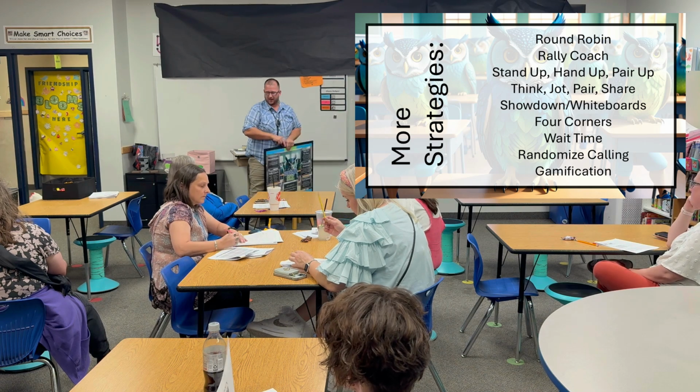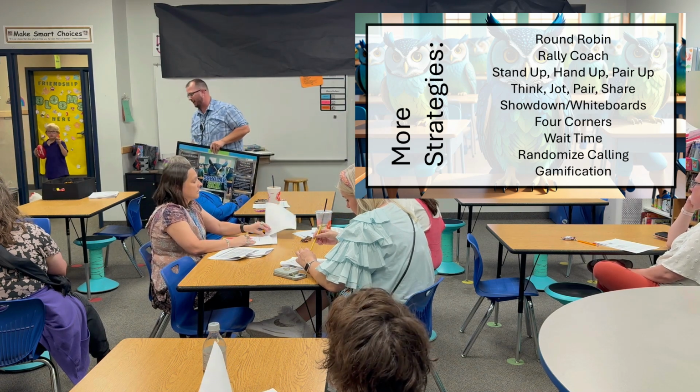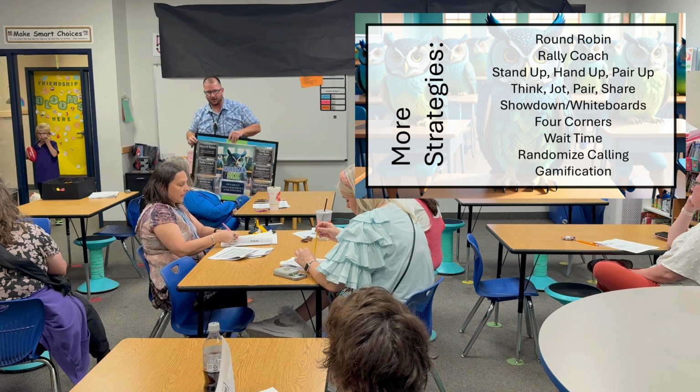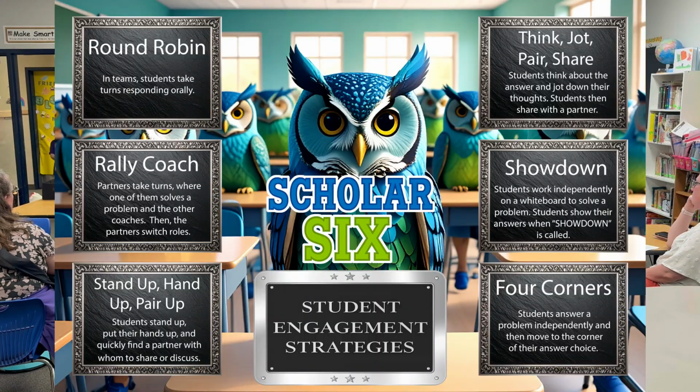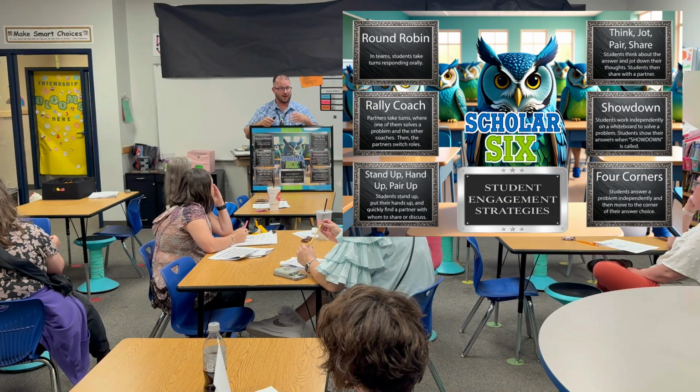What I'm working with Jeff on, and what we're going to try and do, is create what we are going to call the Scholar 6, which is going to be kind of a school-wide set of student engagement strategies. So if you have teachers that say my kids aren't involved, here are 6 things. Which of those have you tried? Or which of them do you want to start to try? Work on it.